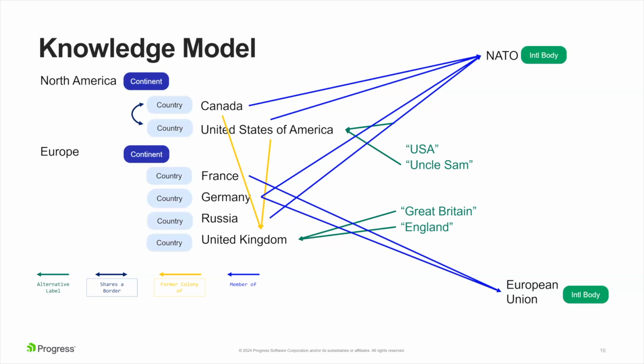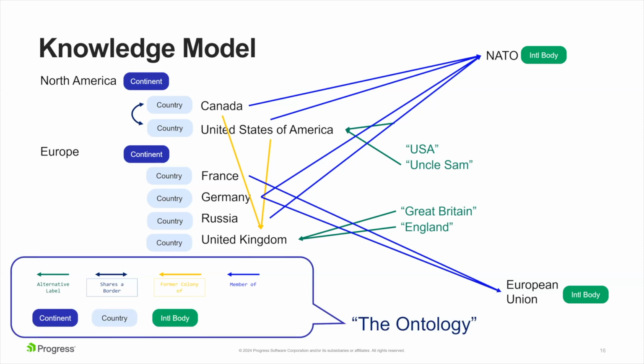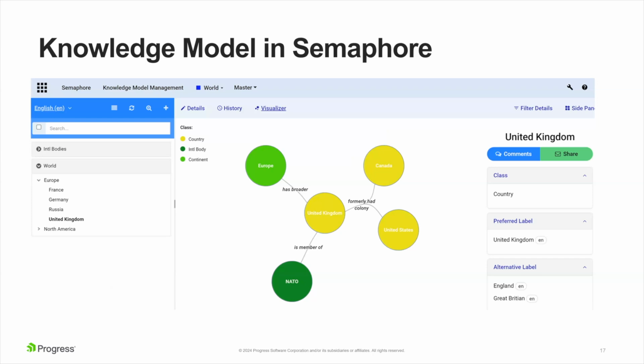Another way of grouping the information is using classes, right? We talked about that a little bit earlier. North America and Europe are of the continent class. And then you have all of your countries. And then you have international bodies like NATO and European Union. So when you bring all this stuff together, the alt labels, the relationships, the concepts, the classes, all that fun stuff, that's the ontology or the structure of the model. Okay, and this is how it looks in Semaphore.